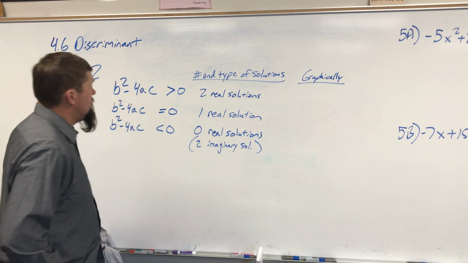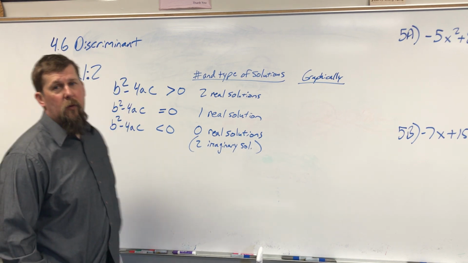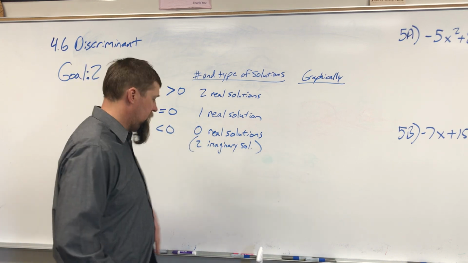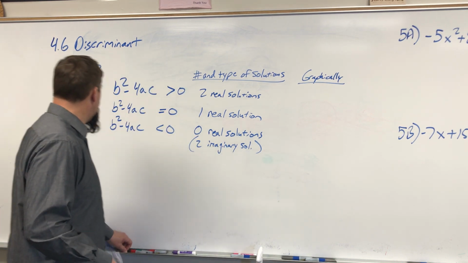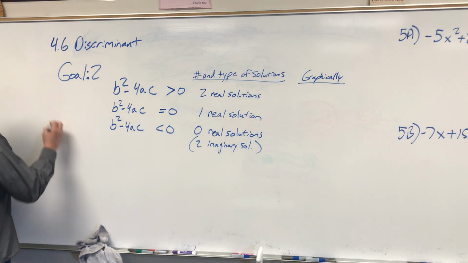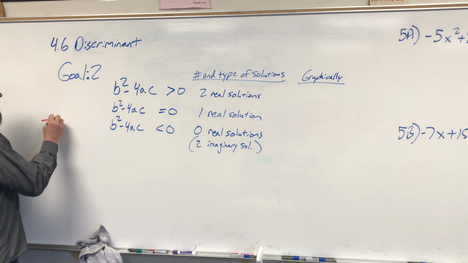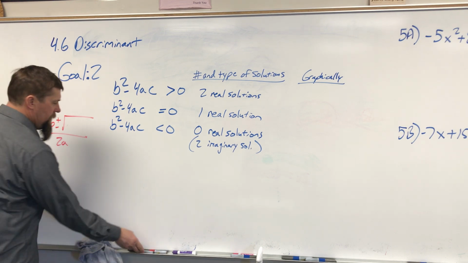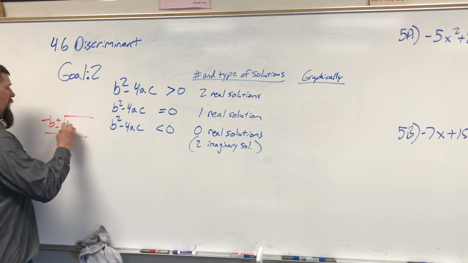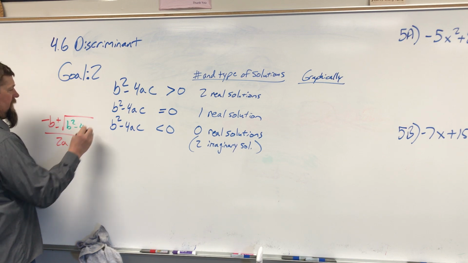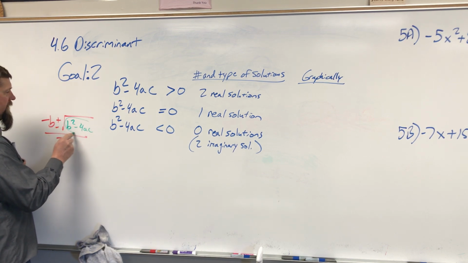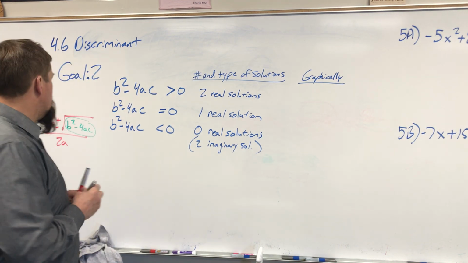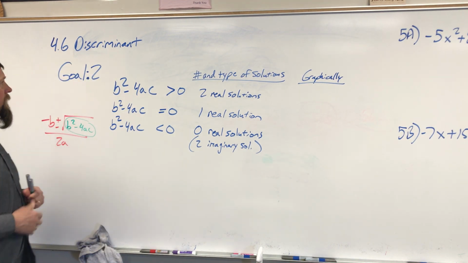The discriminant, which I had mentioned in the first video, was what was underneath the square root of the quadratic formula. So basically the quadratic formula is negative b plus or minus the square root over 2a, and the discriminant is the b squared minus 4ac. So whatever is underneath, not including the square root, is the discriminant.